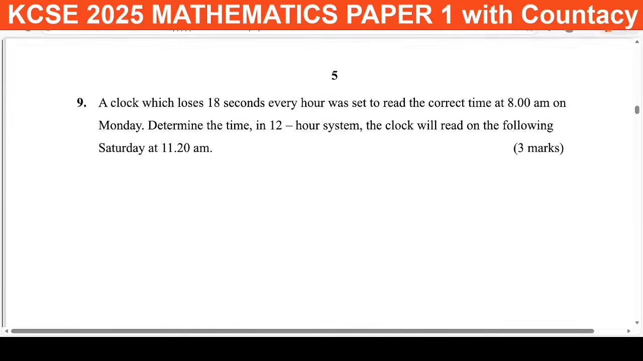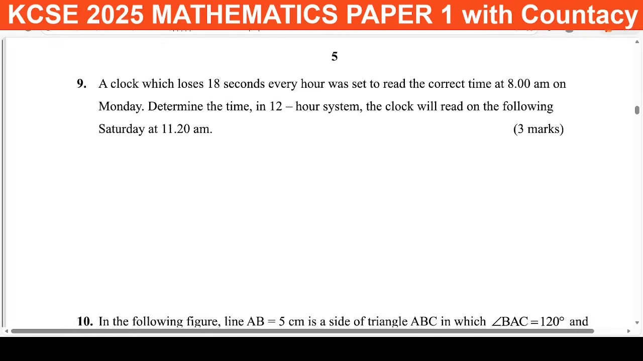Remember that this is a KCSE standard exam. Therefore, each and every question that you are tackling is of great importance. So we are told in this question that a clock which loses 18 seconds every hour was set to read the correct time at 8 a.m. on Monday. And then we are told to determine the time in 12-hour system the clock will read on the following Saturday at 11:20 a.m.